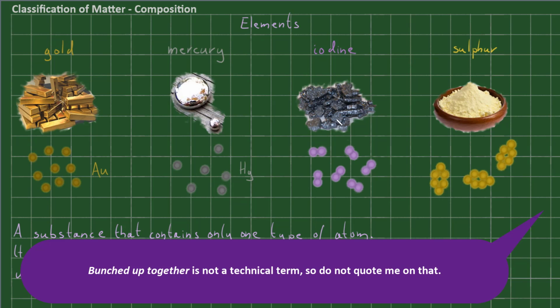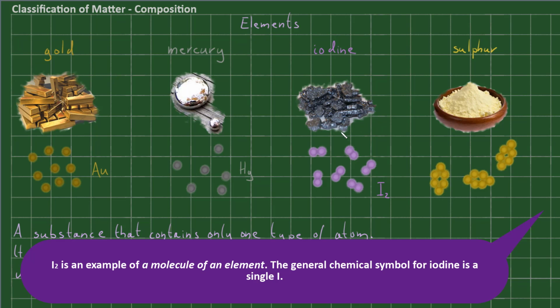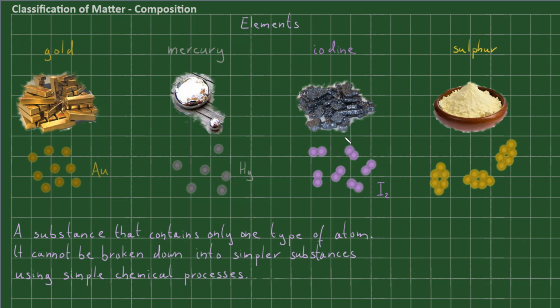What about iodine? Well, on an atomic scale, iodine is actually made up of 2 iodine atoms. And so the formula for iodine would be I, and then in subscript a little 2. So when I have a lump of iodine, I have a whole bunch of iodine pairs bunched together.